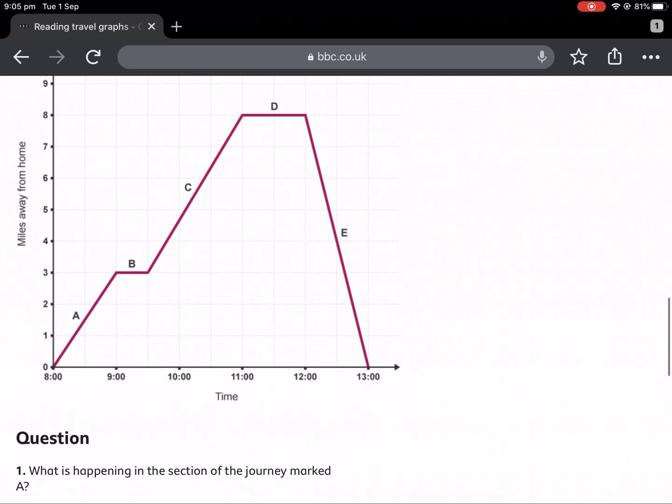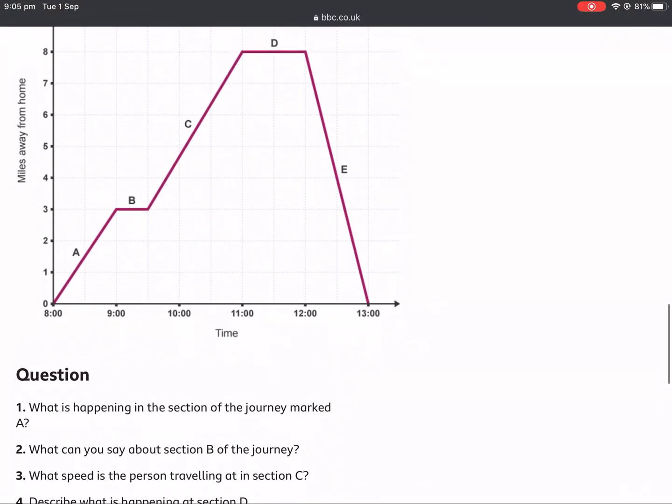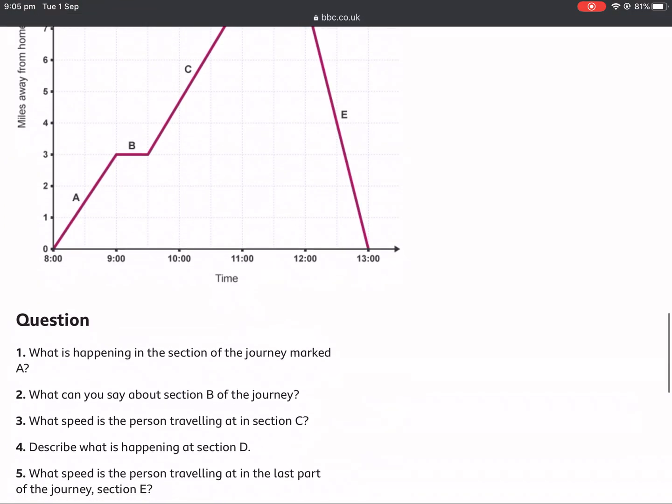What speed are they travelling at in section C? Now, in section C, they went from 3 miles away to 8 miles away, so they travelled 5 miles. And it took them an hour and a half. So that's 5 divided by 1.5, because an hour and a half is 1.5. So 5 divided by 1.5 on my calculator, that's 3.33 miles per hour. You'll get better questions on the maths-based task or textbook work.